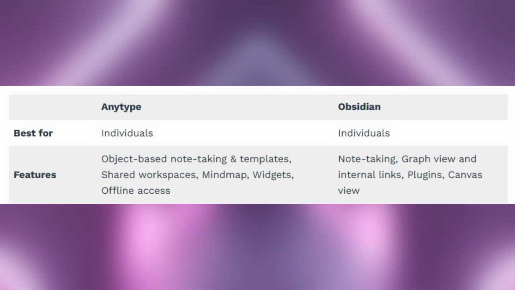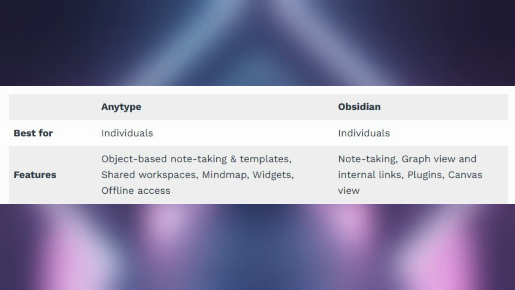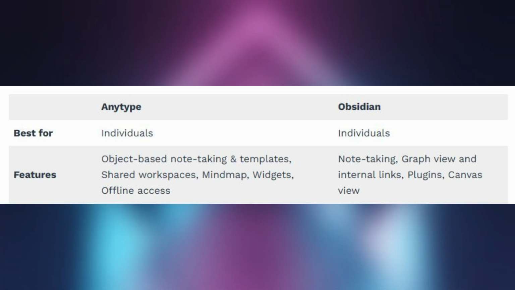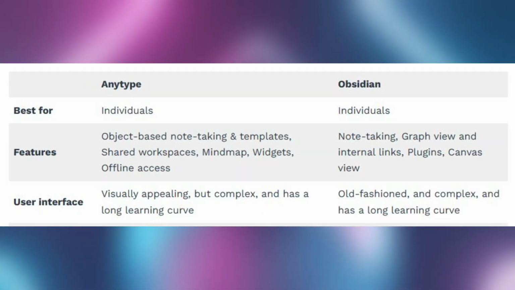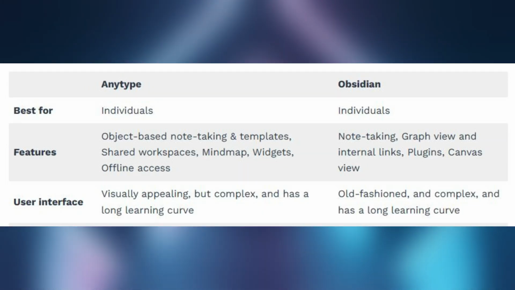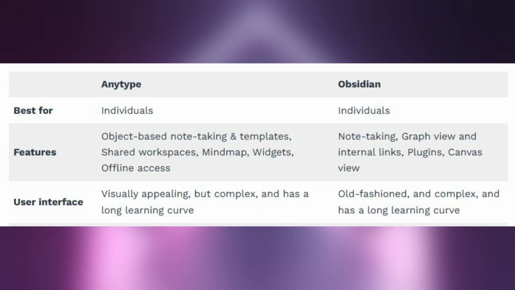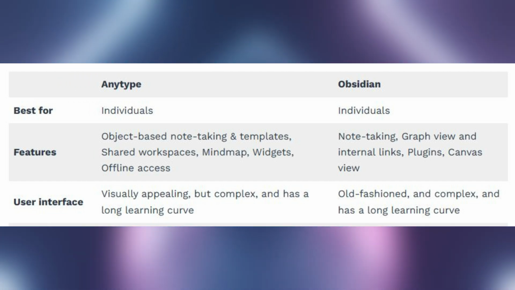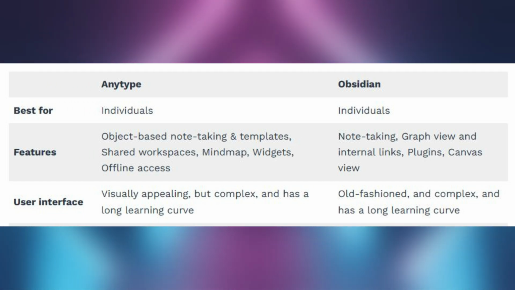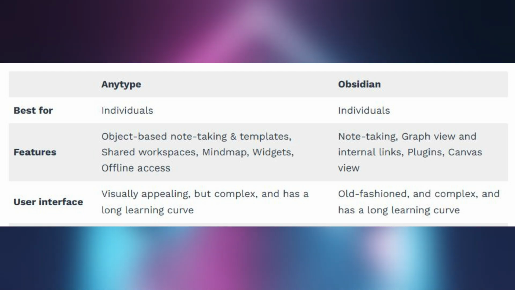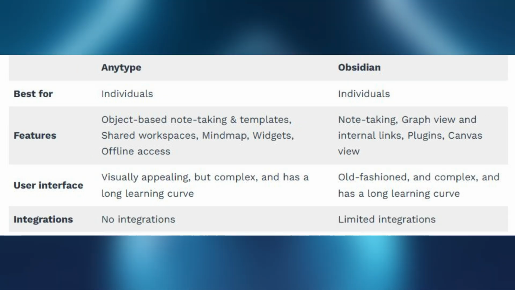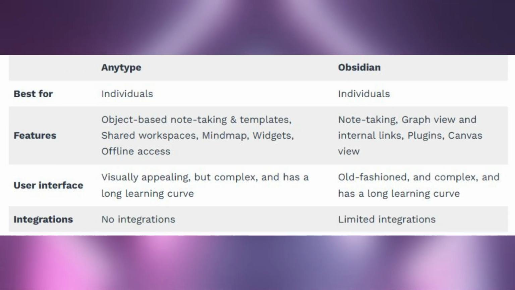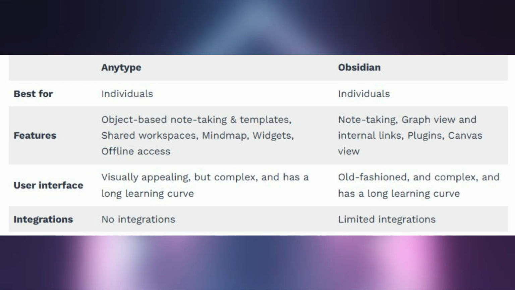Although Obsidian has the following features of note-taking, graph view, and internal links, plugins, canvas view, etc. The user interface of Anytype is visually appealing, but complex and has a long learning curve. Although the user interface of Obsidian, on the other hand, is old-fashioned and complex and also has a long learning curve. Obsidian contains limited integrations, although Anytype does not have any sort of integrations.